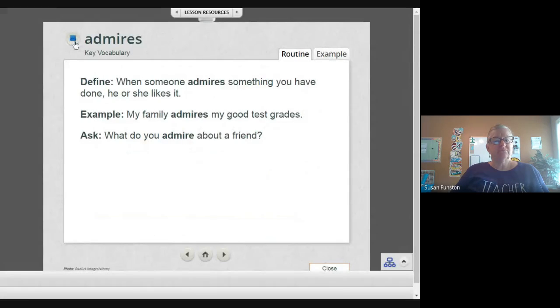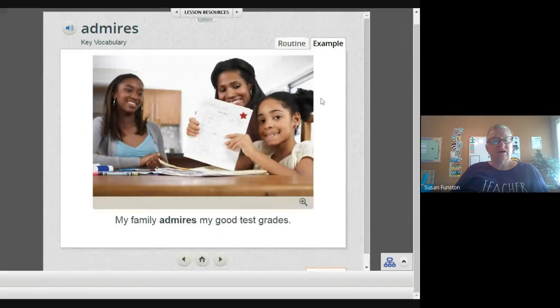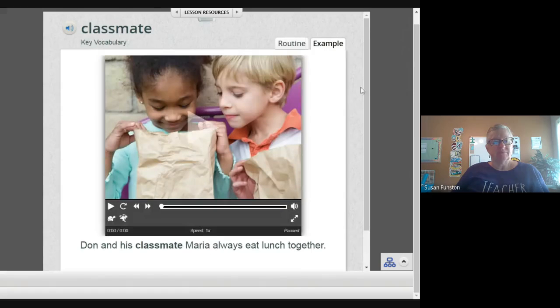Admires. When someone admires something you have done, he or she likes it. My family admires my good test grades. What do you admire about a friend? So my family admires my good test grade. That's our first word. Our next word is classmate.